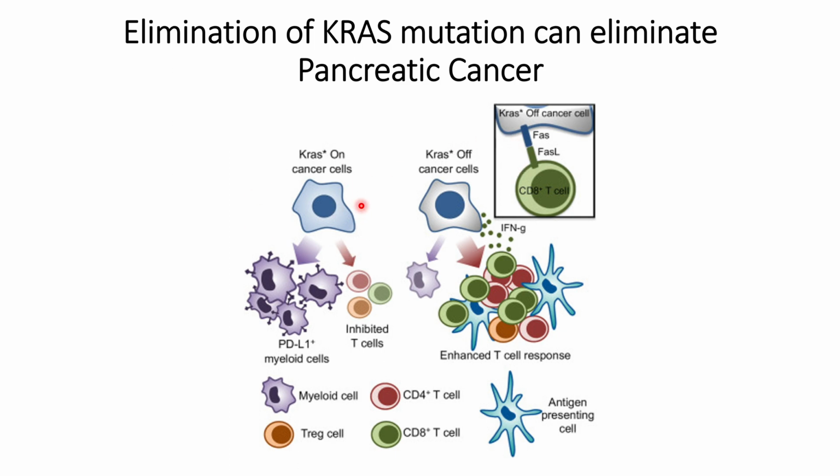So when the KRAS mutations are on, it works in two different ways. First, it generates PD-L1 positive myeloid cells that inhibit the T cells or immune cells. At the same time, it reduces the amount of Fas receptors through epigenetic changes, by methylation of the promoter of these Fas receptors. However, when the KRAS mutations are off, these two factors are reduced drastically, and that will cause the immune system to work against the cancer cells, and thereby cause the death of the pancreatic cancer cells through apoptosis.